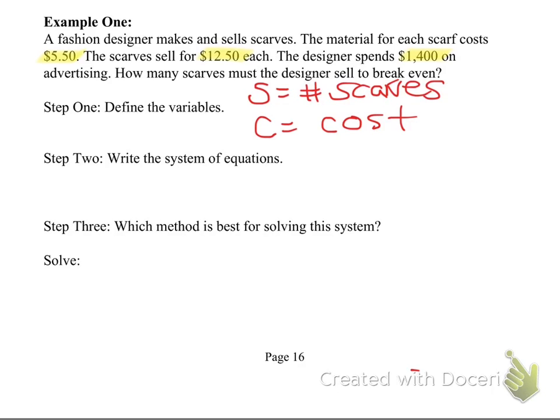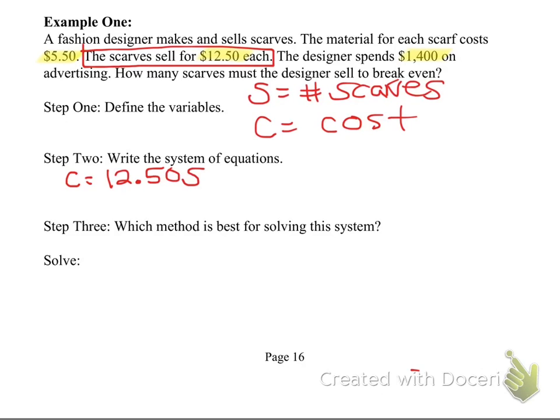So our next step is to write the system of equations. There's 2 different types of information here. There's how much it's going to cost her and how much it's going to cost someone who purchases a scarf. If we start with how much it's going to cost for someone to purchase this scarf, we can see that information right here. The scarves sell for $12.50 each. So that cost, that's an income to her, is $12.50 per scarf. So that's S. There's that rate of change.